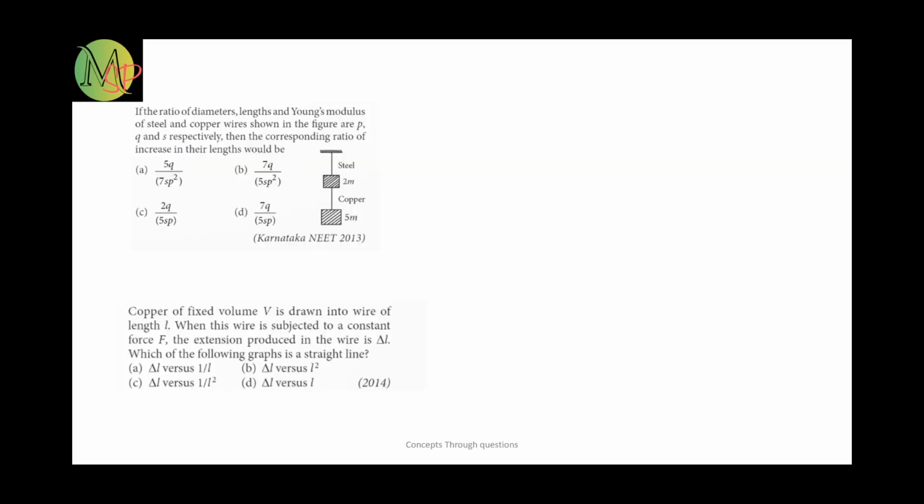Next question, you can see. If the ratio of diameters, length and Young's modulus of steel and copper wires shown in the figures are P, Q and S respectively, then the corresponding ratio of increase in their length would be. This is the question. Just you can try.